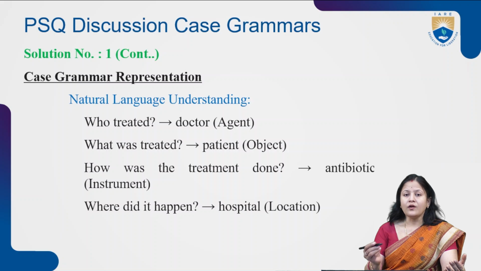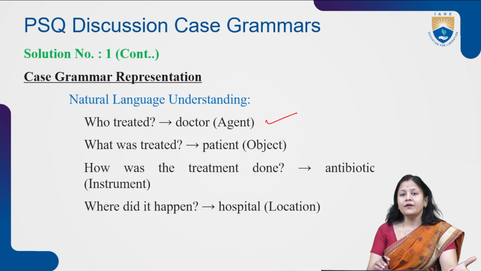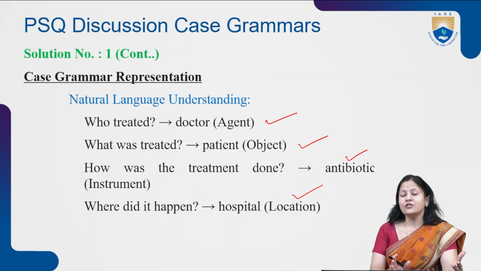So here what we have understood: who treated means the agent, the doctor. Who was treated? The patient was treated. And how was the treatment done? Using antibiotic, which I have discussed as the instrument case. And where did it happen? In the hospital, which is considered as the location case. So clearly we understood that if we represent a single sentence using different cases, then the system can infer and understand easily, especially for question-based answers.